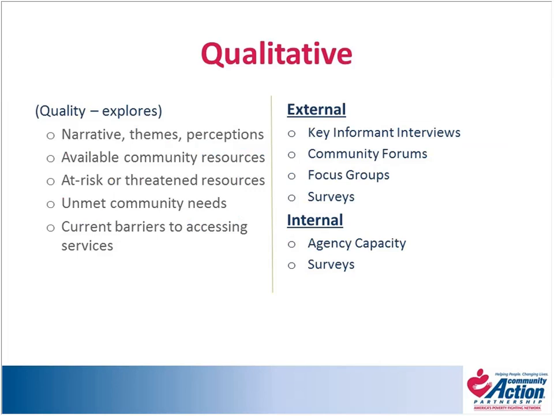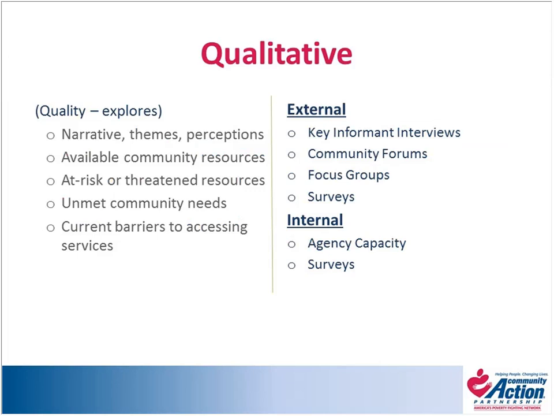Then there's the qualitative data, and this is really, whenever I mentioned earlier about sequencing the data that you collect, quantitative first, usually qualitative after that, because this qualitative data really looks at the narratives, the themes, and perceptions that are within the community. So it helps explain the numbers. This can help tell you what the at-risk or threatened resources are, what is available, what unmet community needs there are, as well as current barriers to accessing service.